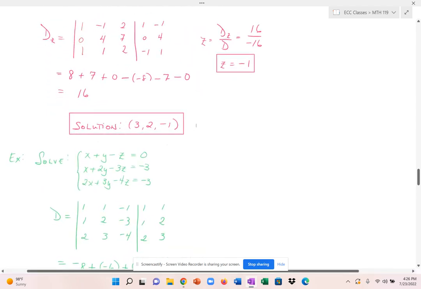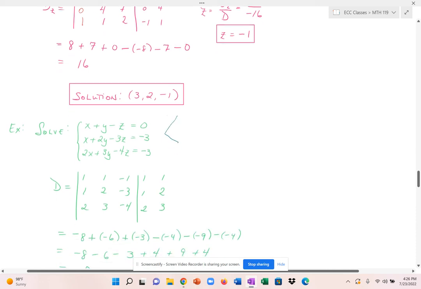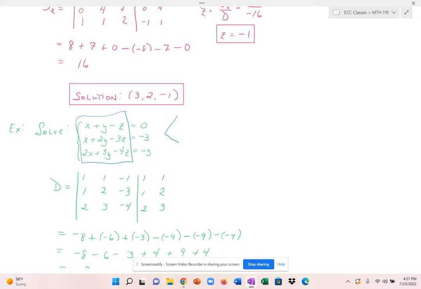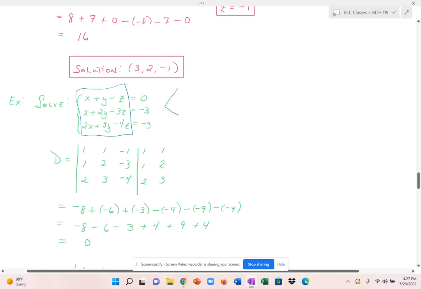Okay, here's another one. I have this system of equations. And so again, the first thing I did was look for what the denominator will be, which are all of the coefficients of the x's in the first column, y's in the second column, z's in the third column. Again, I repeated the first two columns immediately to the right, and then I multiplied. So I get negative 8 plus negative 6 plus negative 3. And then when you go in the other direction, you have to subtract those results.